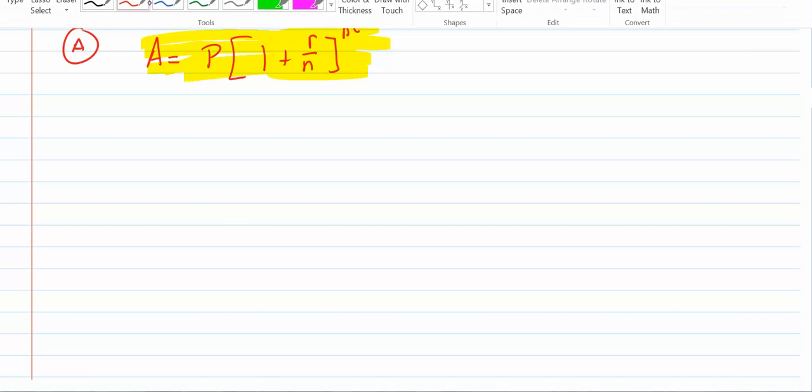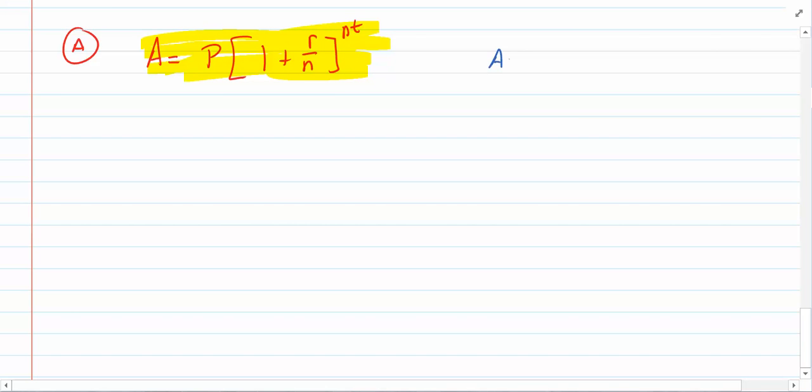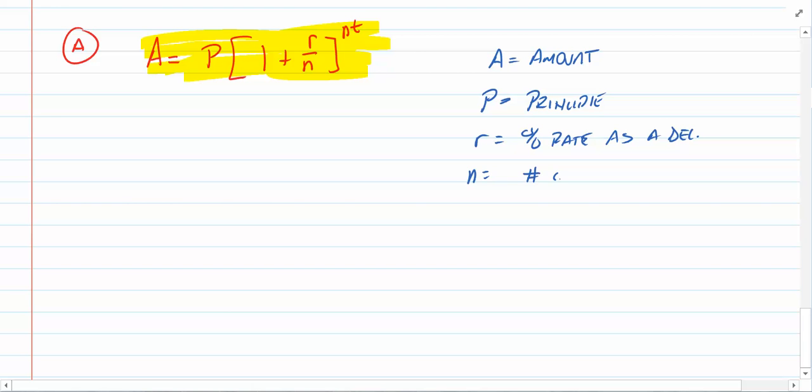All right, so let me tell you what all the pieces are. A is still the amount. P is still the principal. R is still your percentage rate as a decimal. Okay? N is equal to the number of times we're going to compound per year. Okay? So N is the number of times we're going to compound per year.